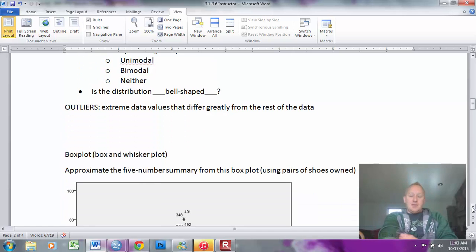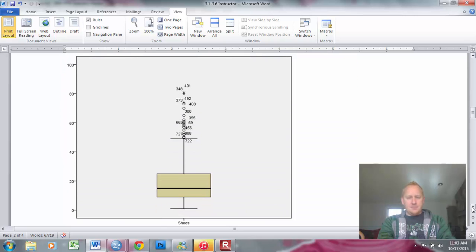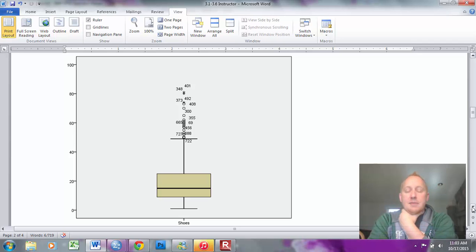All right, so now the first graph that we can talk about when we're dealing with quantitative data is called a box plot. You may have heard this called a box and whiskers plot before, but here's a quick example of it. Oh, it's on the screen perfectly. So here's a box plot for number of shoes. So shoes was one of the variables that I collected data on.